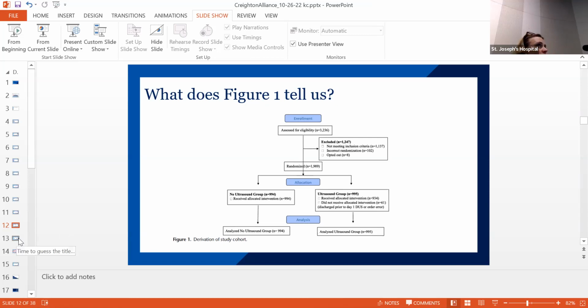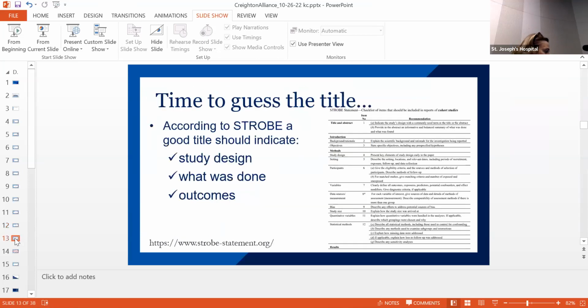Okay, so if I think about what we just saw, I'm going to try to guess our title. We're going to use the STROBE methodology to guess the title here. According to STROBE, a good title for the study will have the study design, what was done, and the outcomes.